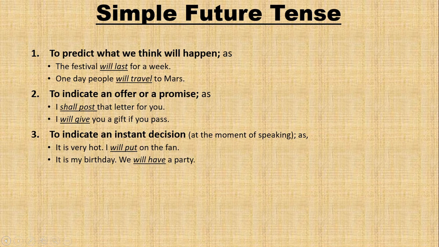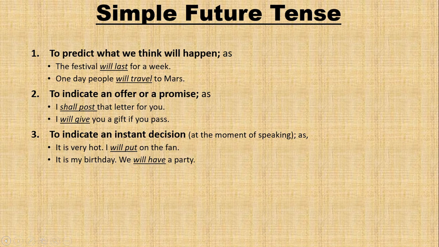The third one is to indicate an instant decision, that is, at the moment of speaking. Like, it is very hot, I will put on the fan. I will put, meaning it takes at least some seconds, milliseconds of difference. That is why I will put on the fan. It is my birthday, we will have a party. It might possibly be that they aren't having a party at the moment, they might have it in the daytime or the evening. So that is why it is simple future tense.